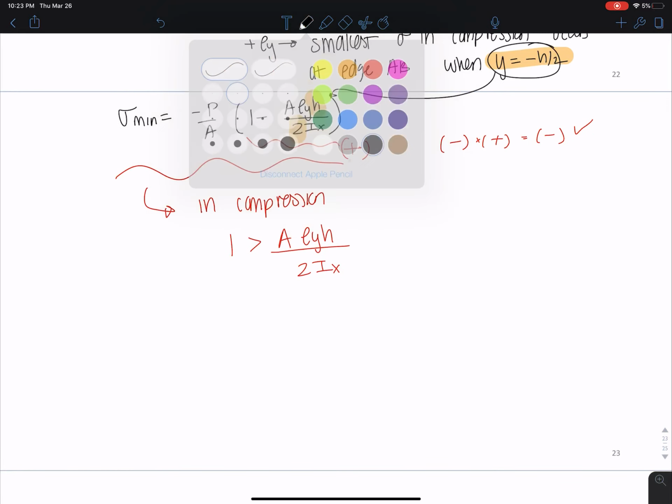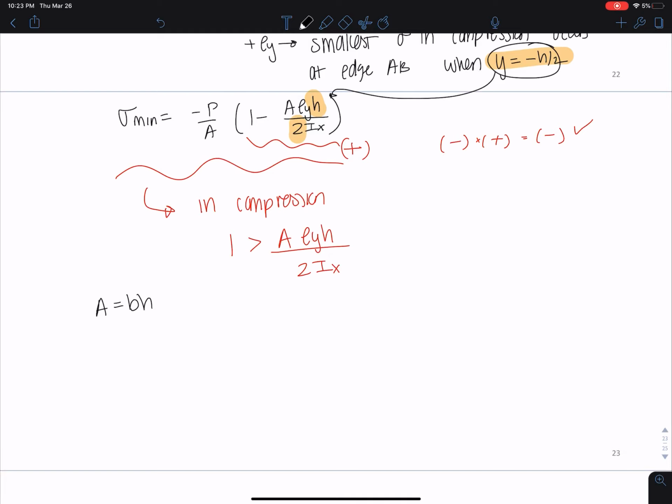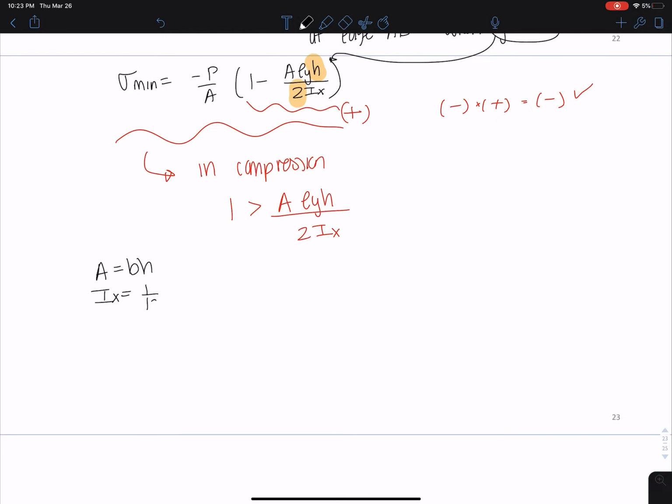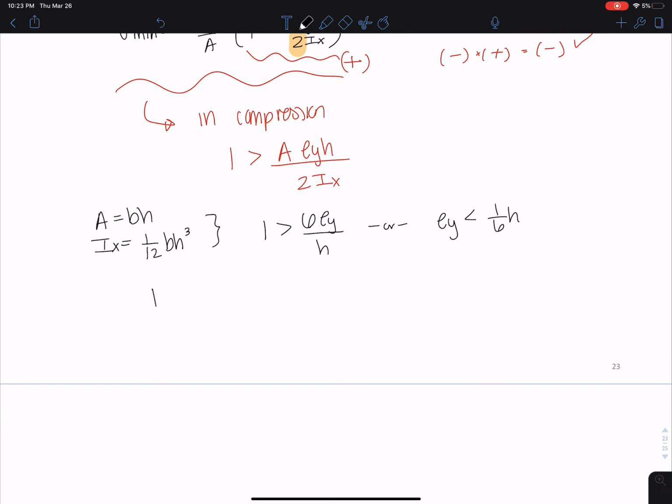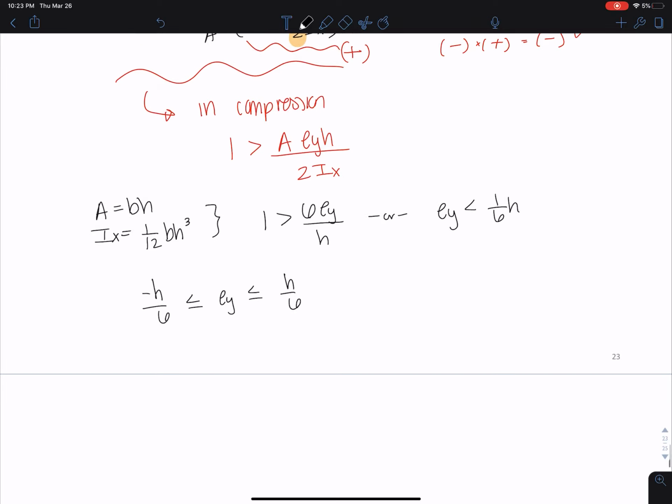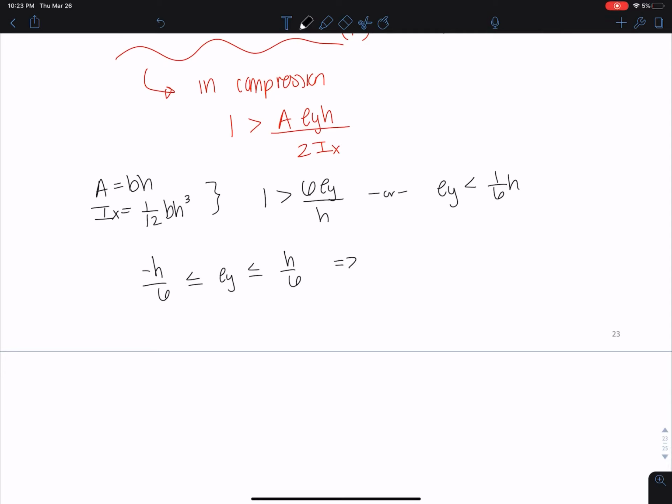So here, since we have A is equal to BH, the area, and IX is equal to 1/12 BH cubed, then we get 1 is greater than 6EY over H, or EY is less than 1 over 6H. So what we're trying to say here is basically if negative H over 6 is less than or equal to EY is less than or equal to H over 6, then the stress will either be 0 or in compression, so not in tension. And this is the answer we're looking for.